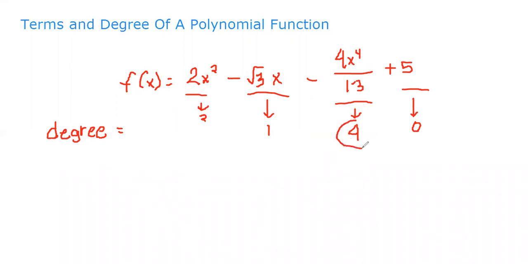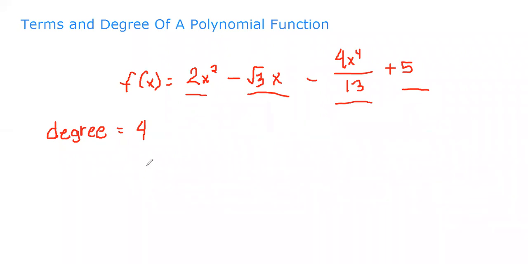Okay? Since we have the highest exponent of 4, it means that the degree of this polynomial function is 4 also. Okay? Nakadepende lang ang degree sa highest exponent natin. So, nakita natin, highest exponent natin is 4. So, ang degree natin is 4 also.